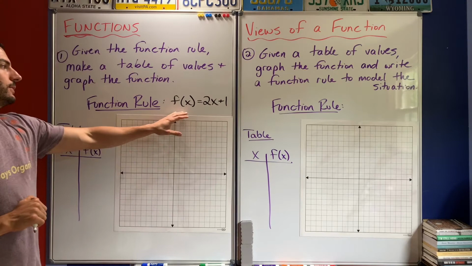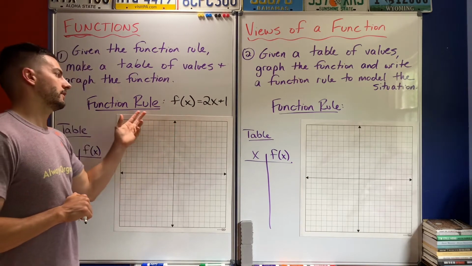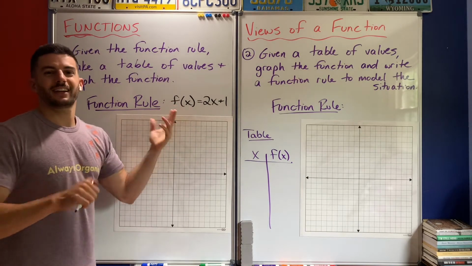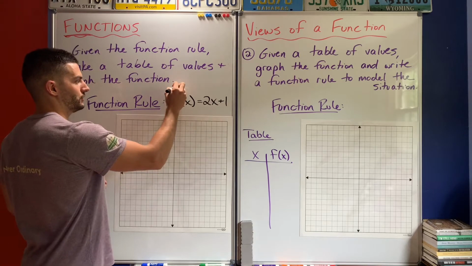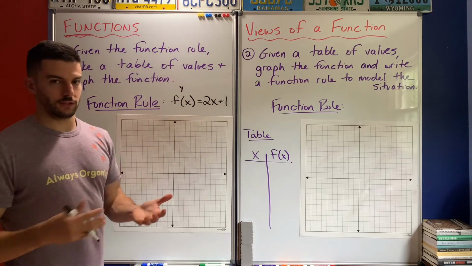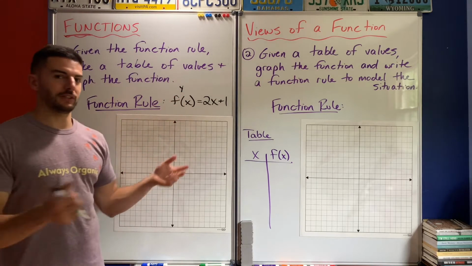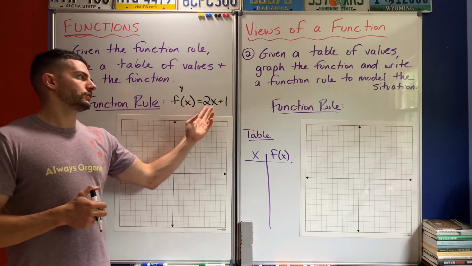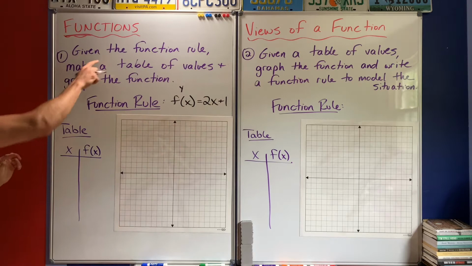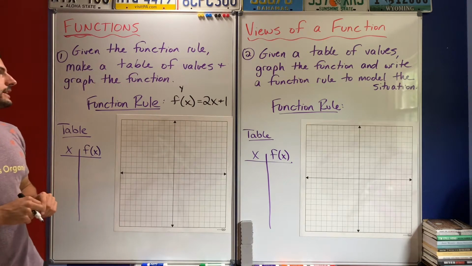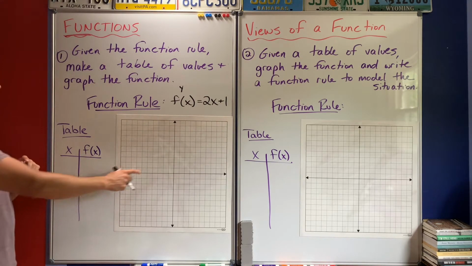For this first one, I have a function rule given to me here, and it says f of x. Again, if you don't remember, f of x is just a fancy way of saying y. It's called function notation. Just think of it as a y. It basically means the same thing. y equals 2x plus 1. And the directions say, given the function rule, make a table of values and graph the function.